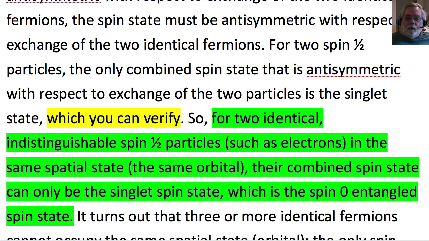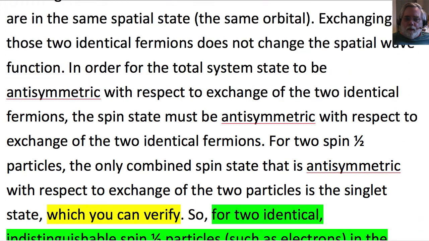For two spin 1/2 particles, the only combined state that is antisymmetric with respect to exchange of the two particles is the singlet state, which you can verify. Let's take a quick look at that.